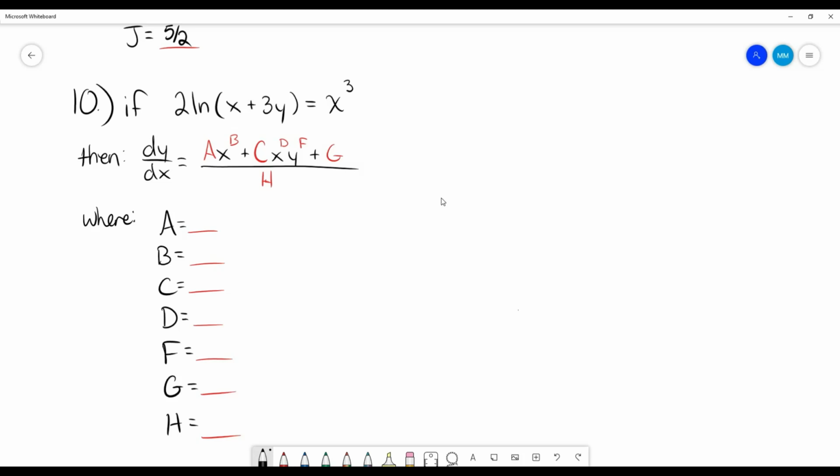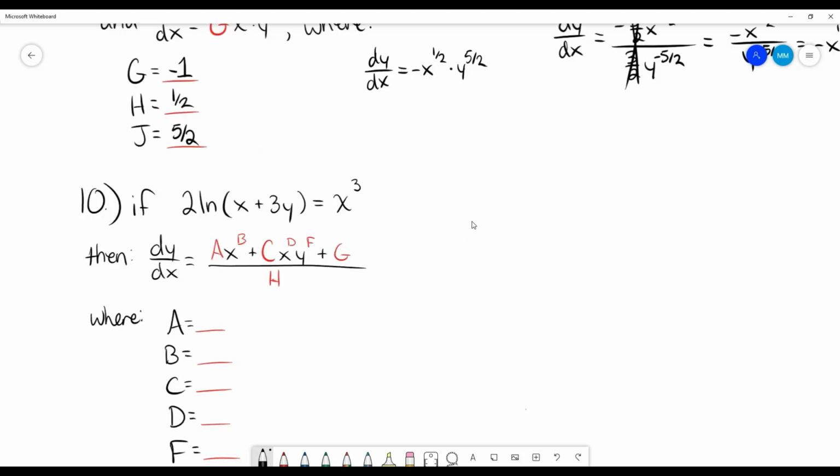So again, we're going to figure out what dy/dx is. So we're going to just implicitly differentiate with respect to x. So I know that the derivative of a natural log of x is going to be 1 over x. So what I see here is that I've got two terms in there.